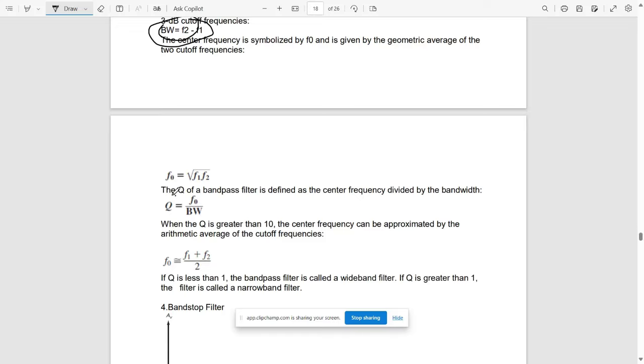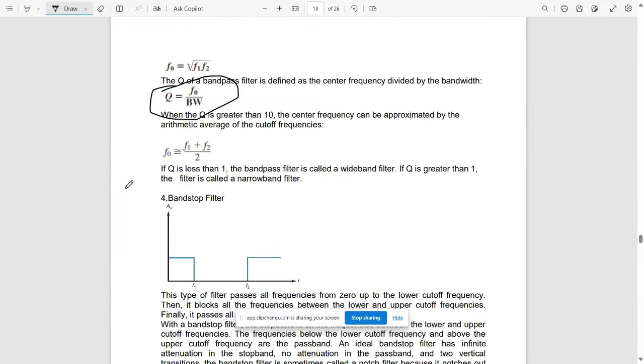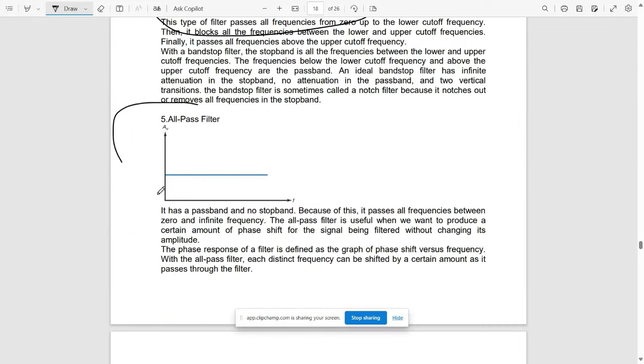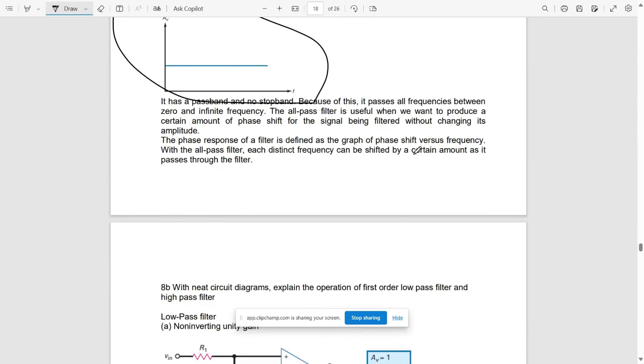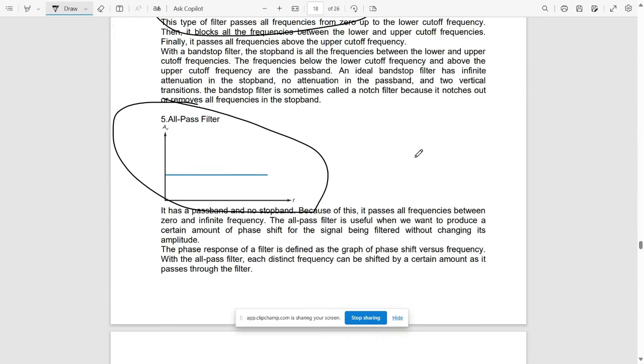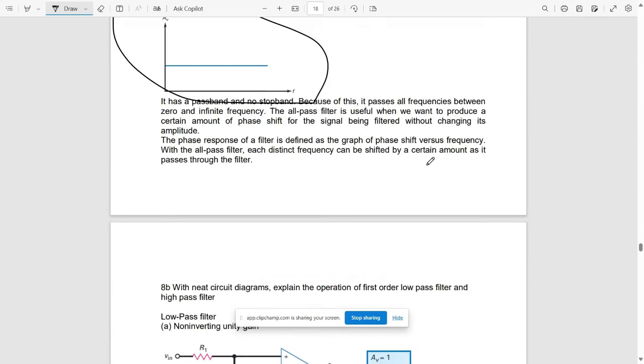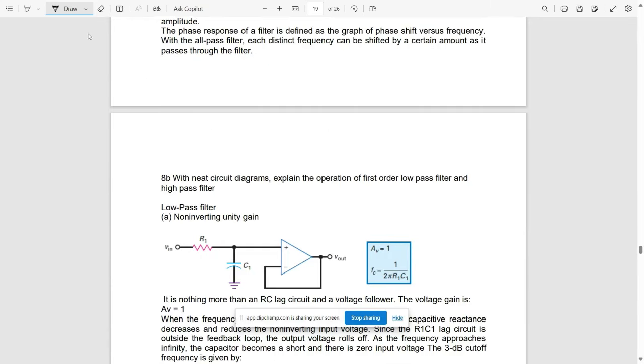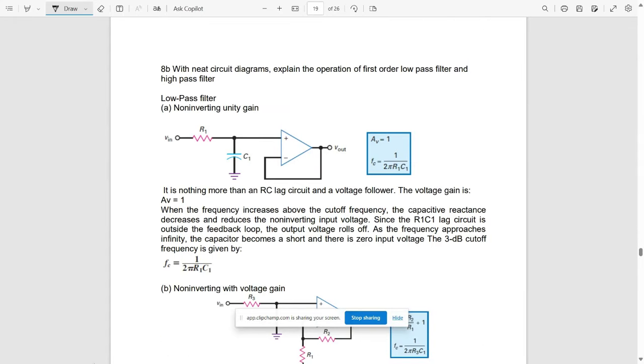Okay, then Q stands for quality factor, that is f naught corresponds to the square root of the product of the higher and lower cutoff frequencies. Okay, and this Q is given by f naught divided by bandwidth. And also we have one more kind of filter, that is band stop filter, and the fifth type is all pass filter. These are the things you need to explain. You can pause the video and refer for all the explanations. So 8A is done.